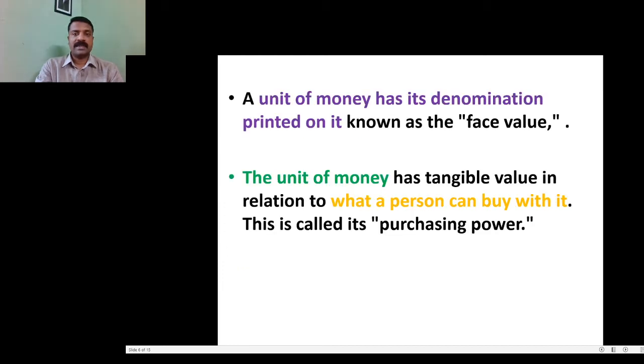A unit of money has its denomination printed on it. We call it a face value. The unit of money, what a person can buy with it, we call a purchasing power. Okay. അപ്പോൾ ഫേസ് വാല്യൂ എന്ന് പറയുന്നതും പർച്ചേസിംഗ് പവർ എന്ന് പറയുന്നതും ഡിഫറെന്റ് ആണ്.